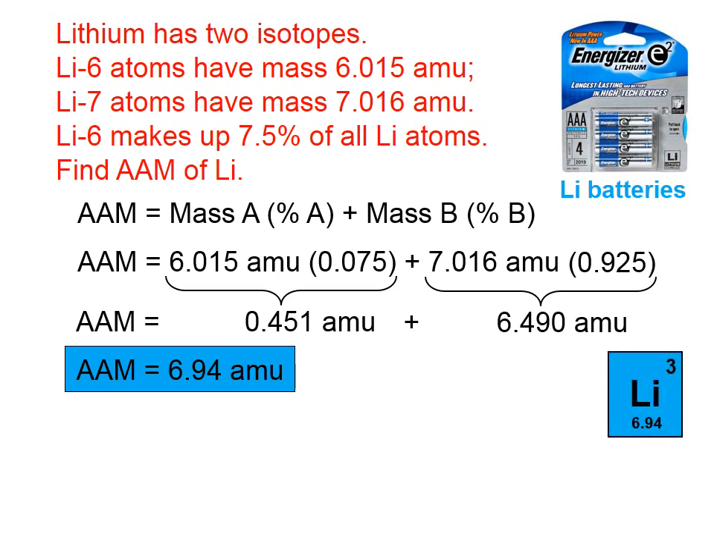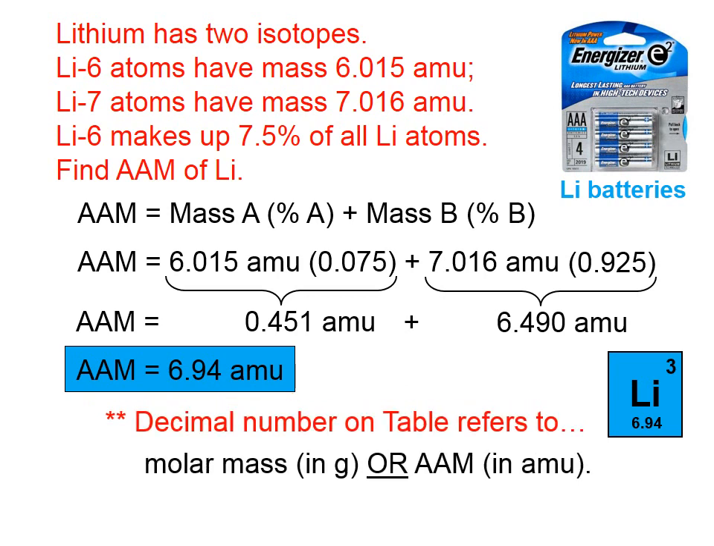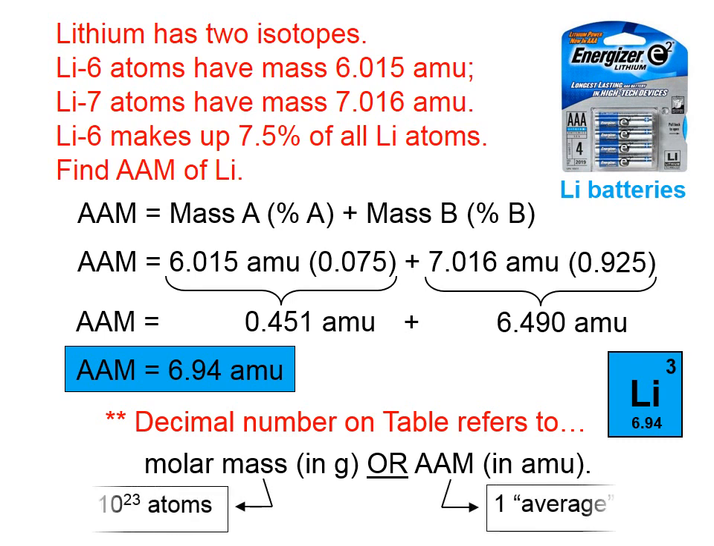Now, if we look up lithium on the periodic table, we'll notice that we actually see this number underneath lithium on the periodic table. So we could have actually just answered this question by looking at the periodic table. What's the average atomic mass of lithium? And we could have said 6.94 because it's right there on the periodic table. That number has 2 meanings. It's the molar mass in grams, and it's also the average atomic mass in AMUs.